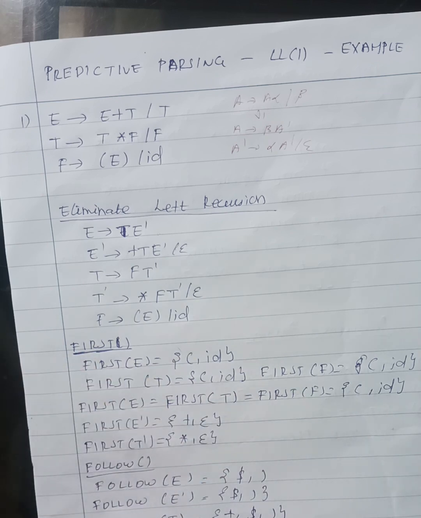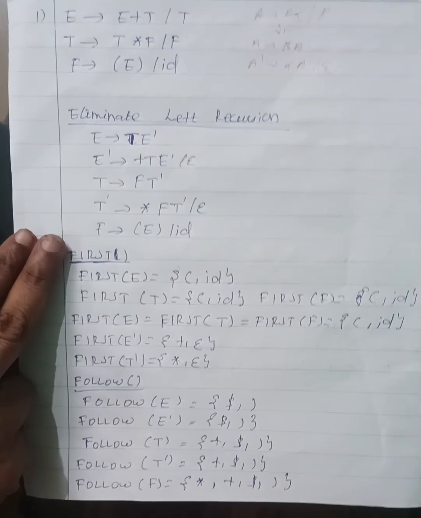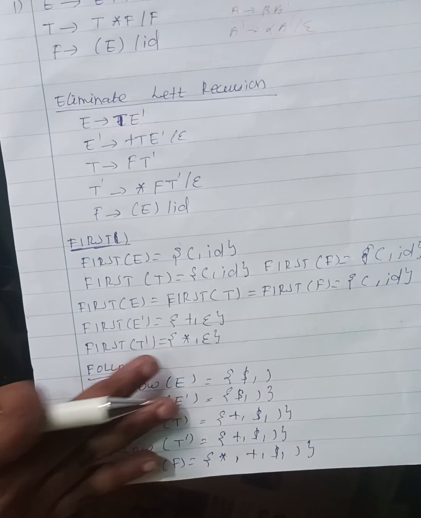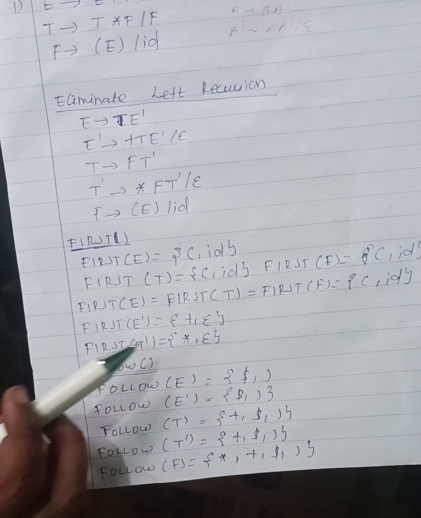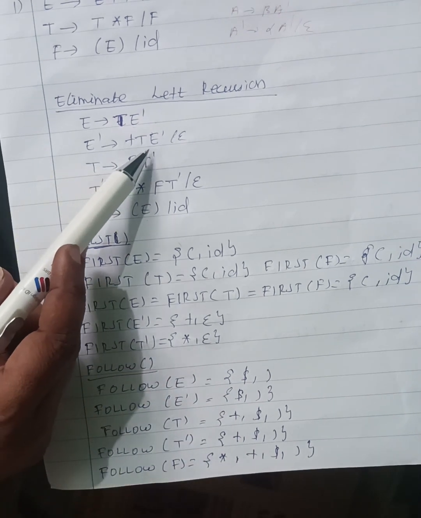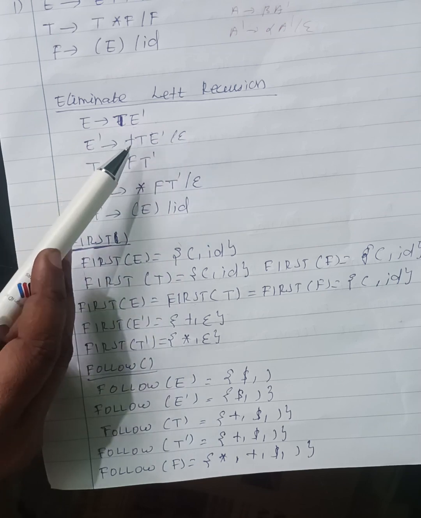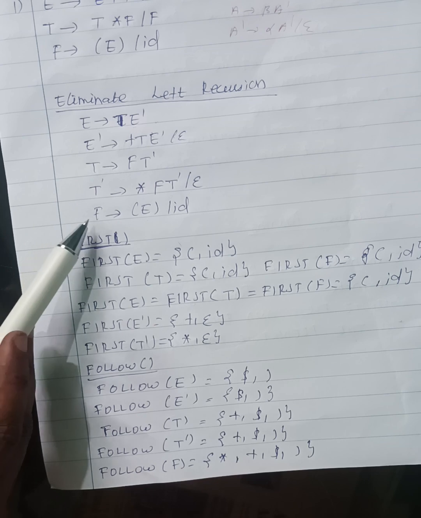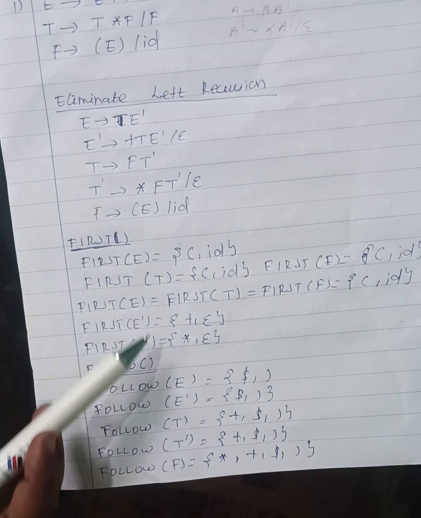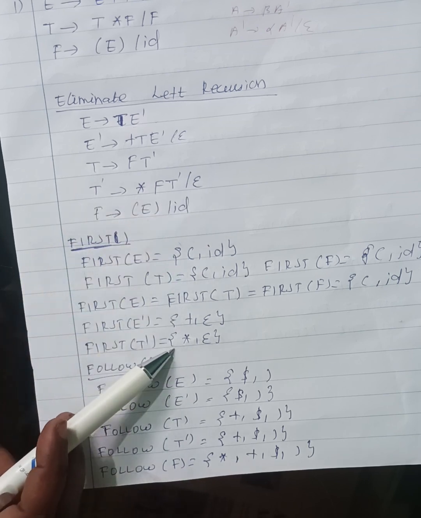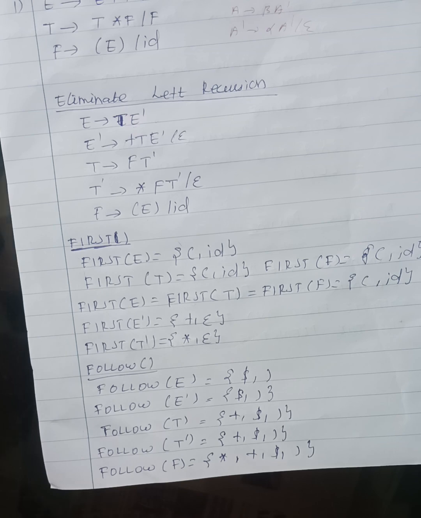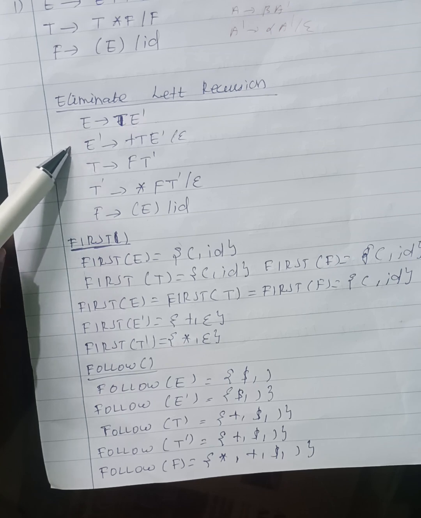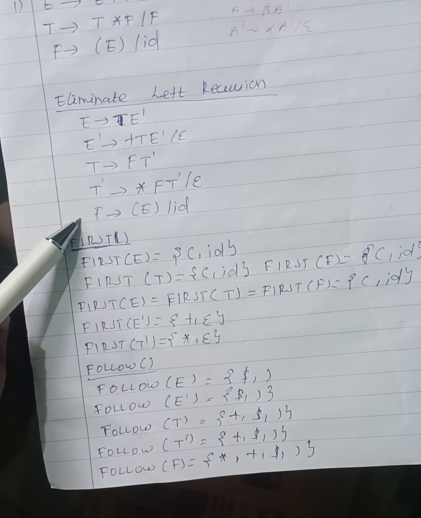Now we have to calculate first of E dash. First of E dash, from plus T E dash or epsilon, is plus comma epsilon. And first of T dash is star and epsilon. So now we are going to compute the follow function for all the non-terminals, that is follow of E, follow of E dash, follow of T, follow of T dash and follow of F.